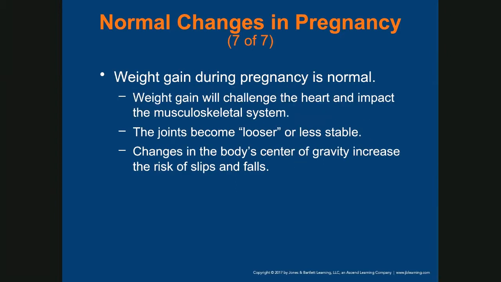Now, weight gain during pregnancy is normal, right? They can gain up to 27 pounds. So weight gain will challenge the heart and impact the musculoskeletal system. The joints are going to become loose and less stable, so they are at risk of falling, right? And when they fall, it can result in serious complications. Changes in the body's center of gravity increase the risk of slips and falls.